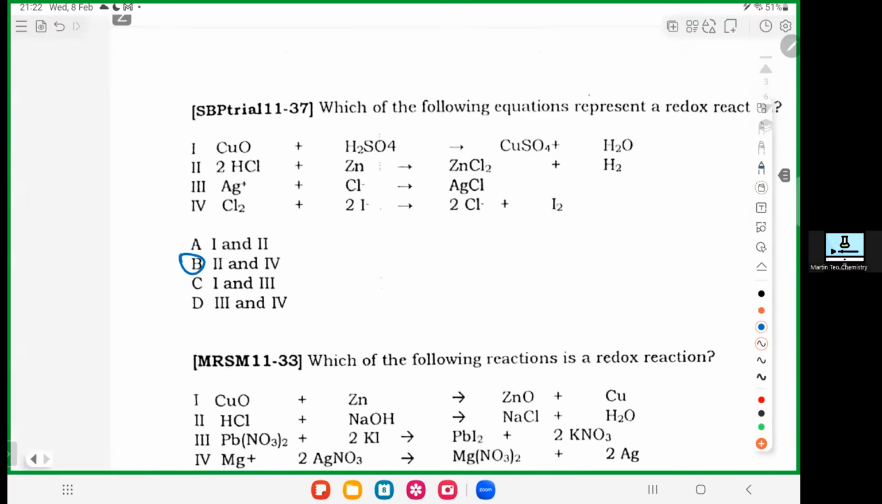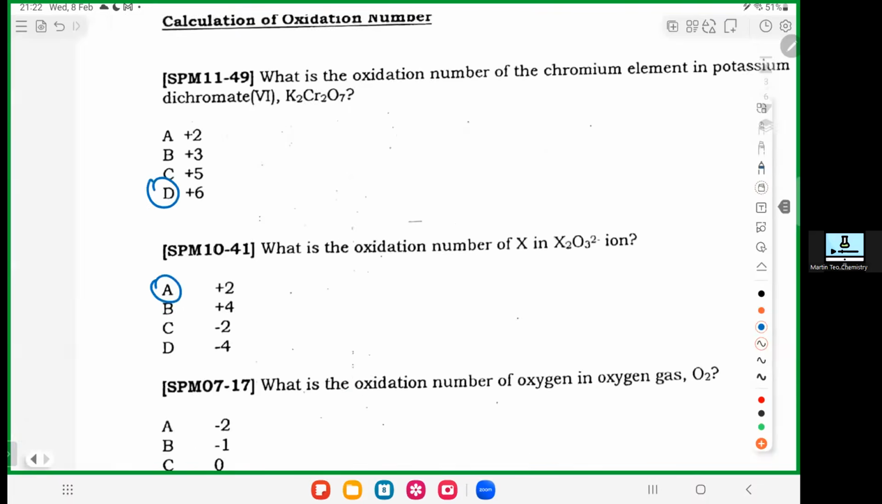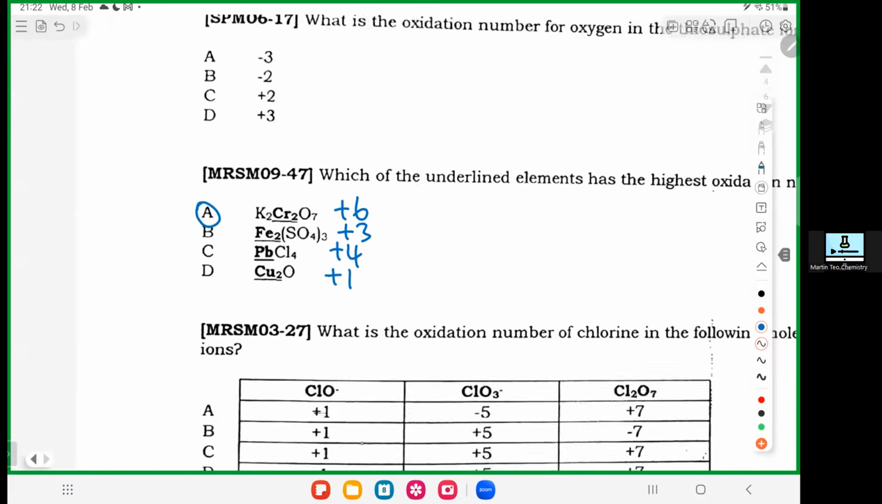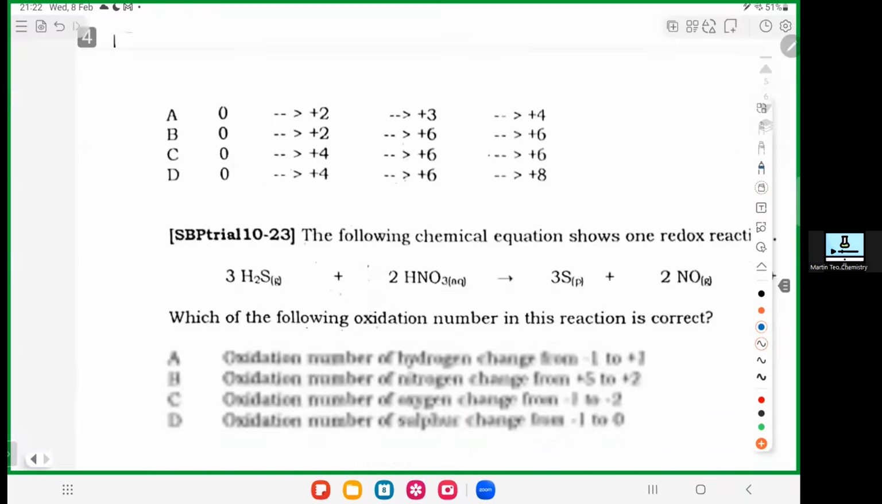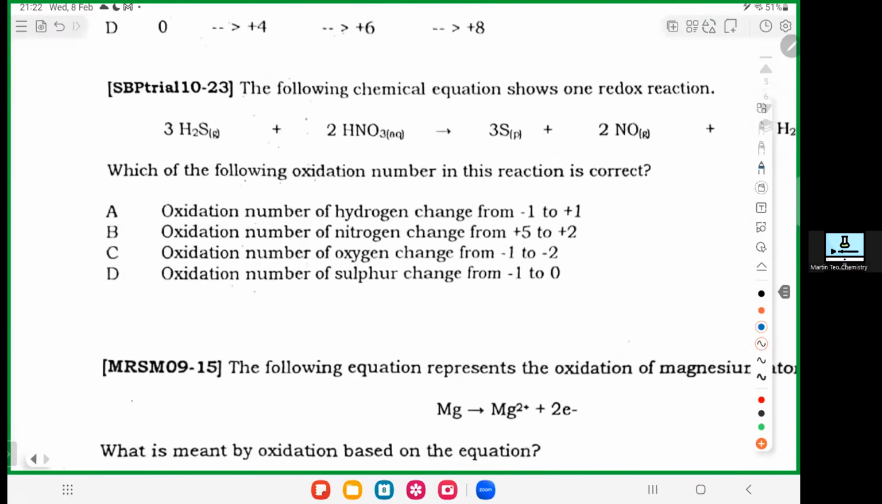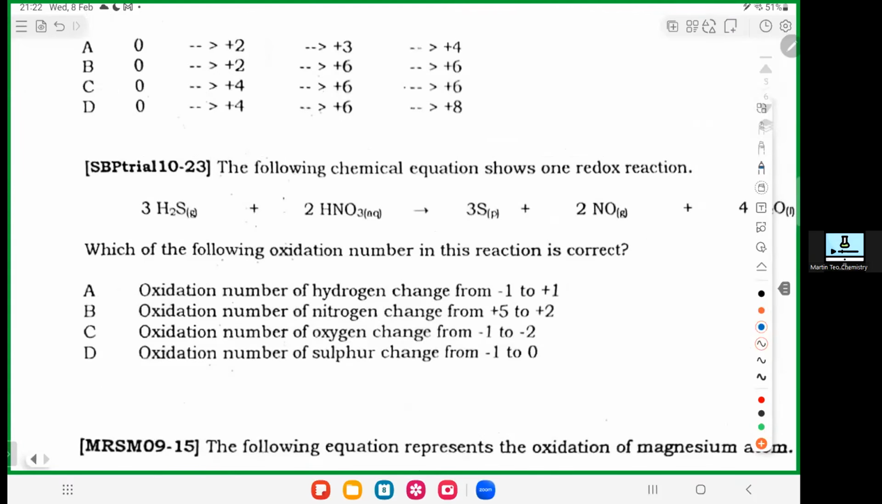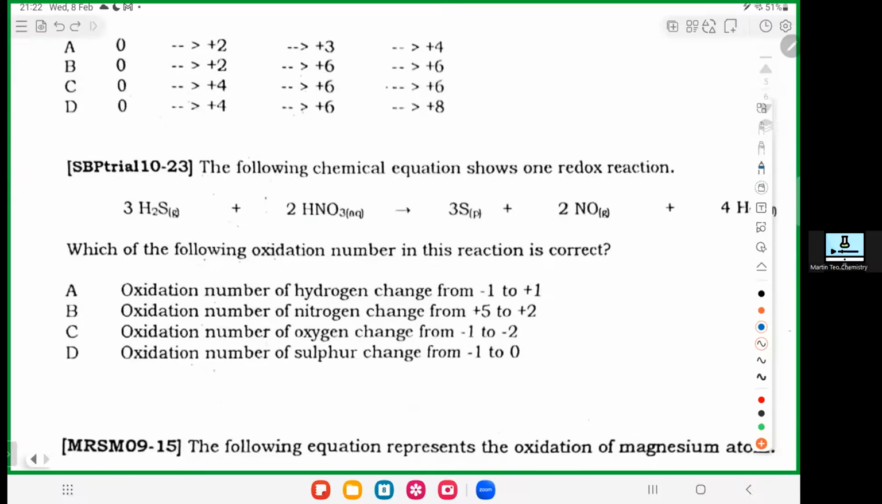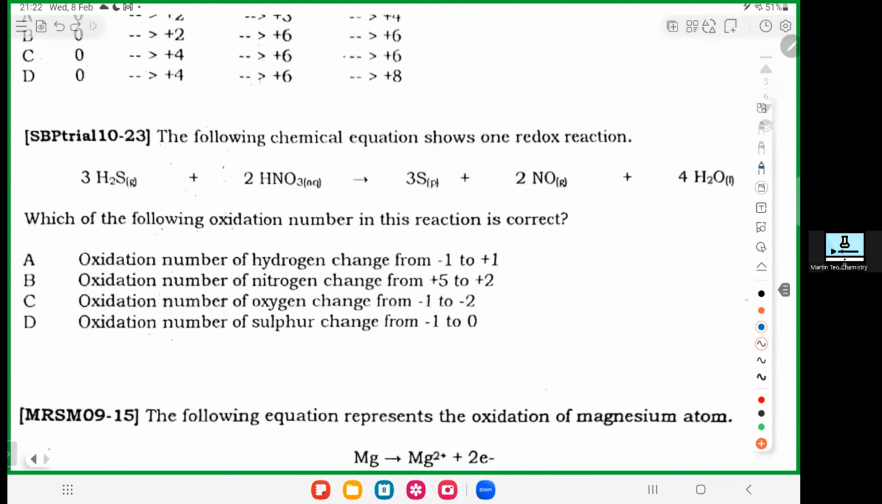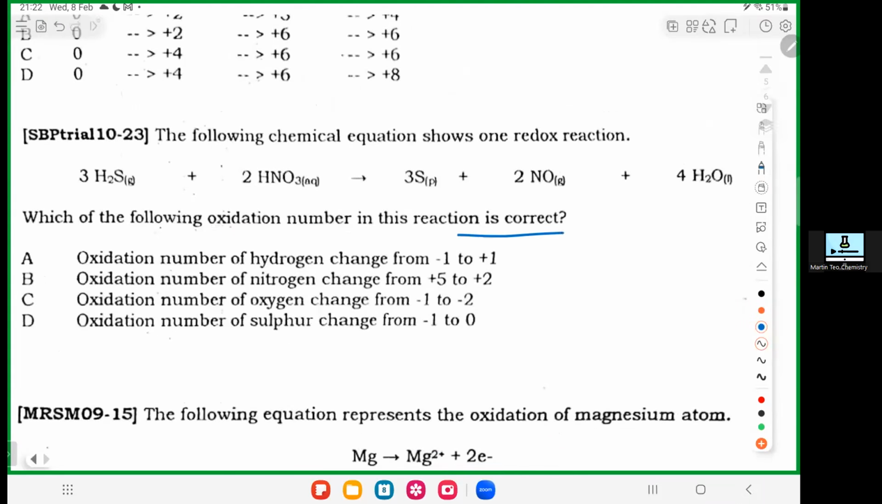Let me do the last questions with you all before we go on to the electron method. This is an SBP trial exam paper from 2010. They give you this chemical equation and ask which of the oxidation numbers is correct. So they are using oxidation number to do the question.